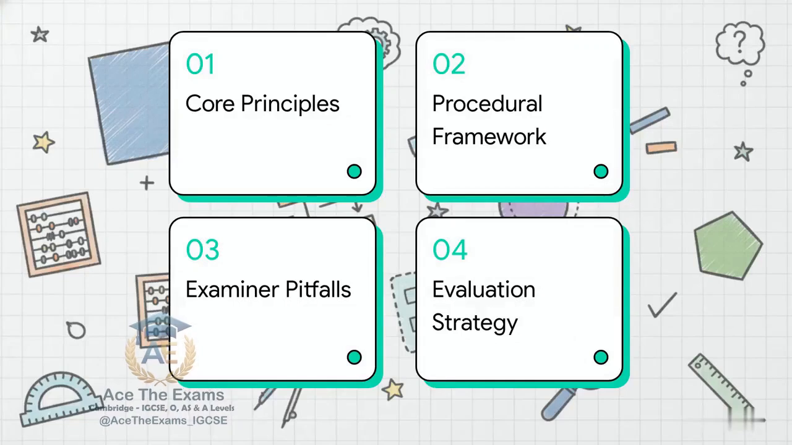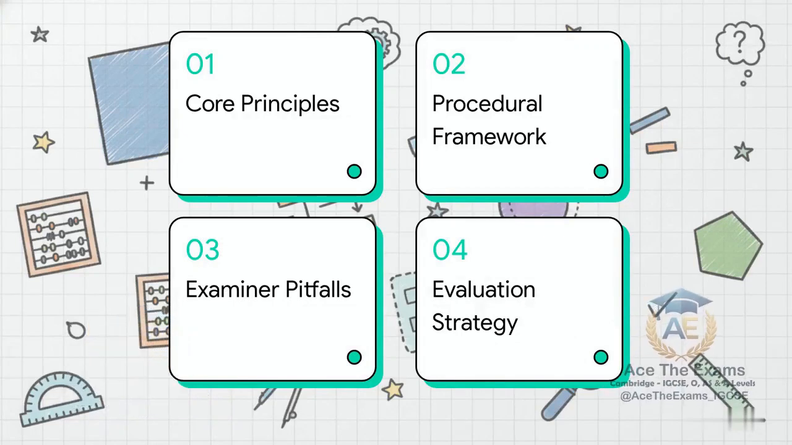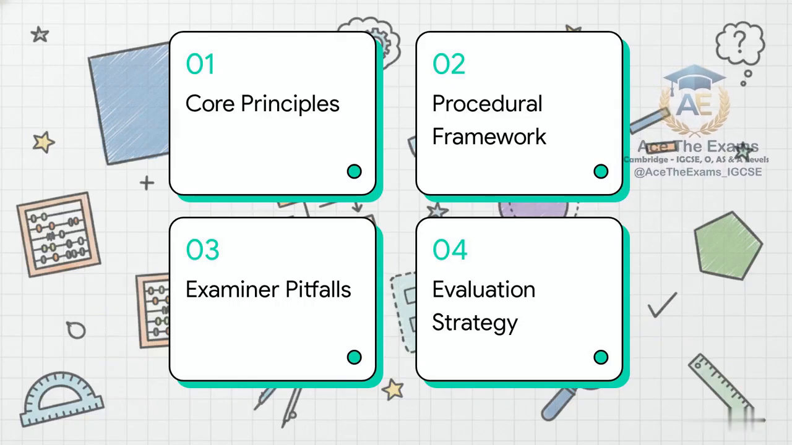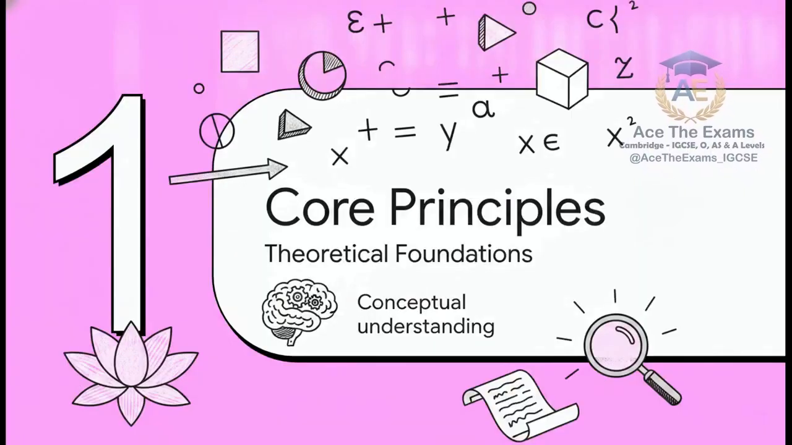To keep our minds anchored and reassured today, here is our cognitive roadmap. First, we'll cover the core principles. Second, we'll map out the procedural framework. Third, we'll highlight common examiner pitfalls to keep you safe. And finally, we'll lock in our final evaluation strategy. Let's move smoothly into our first section.